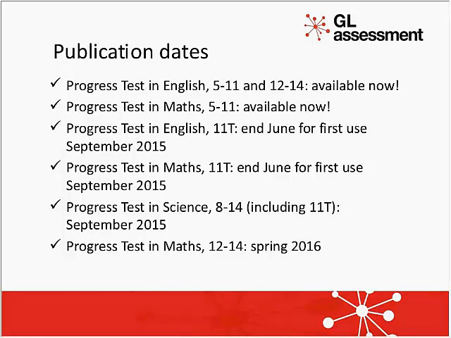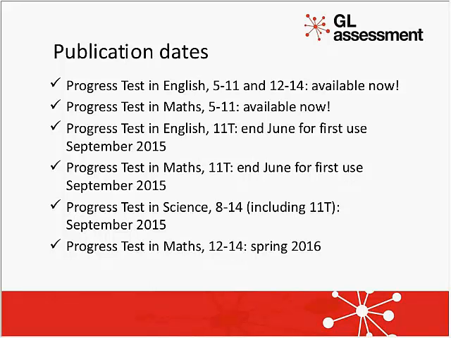So, when are the assessments available? The progress test in English at all its levels, 5 to 11 and 12 to 14, is available now. And alongside that is also the progress test in maths at primary ages, 5 to 11. So that's out now, published now, and available. The additional levels, the ones we talked about earlier being 11T, the transition test for both English and maths, will be published at the end of June, and we're anticipating the first use of that in the September.